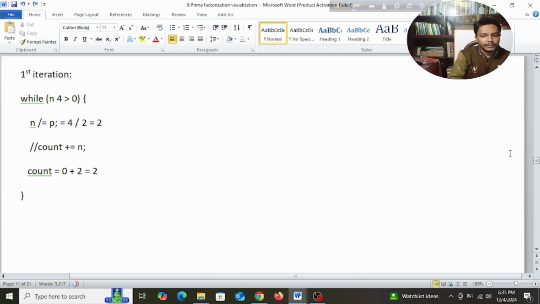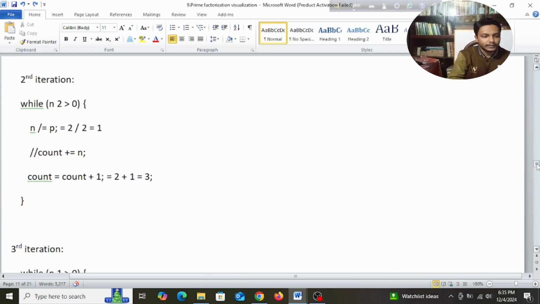Now we get the second iteration. In the second iteration, n is 2. 2 is greater than 0, that's true. So 2 divided by 2 would be 1. So count would be count plus n. What was the previous count? The previous count was 2, and this time n is 1. So 2 plus 1 equals 3.